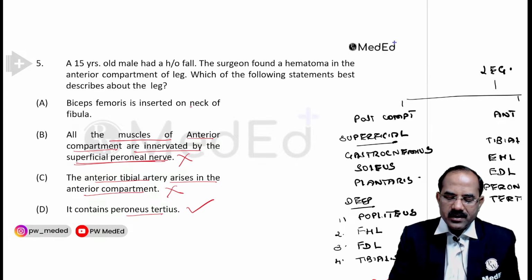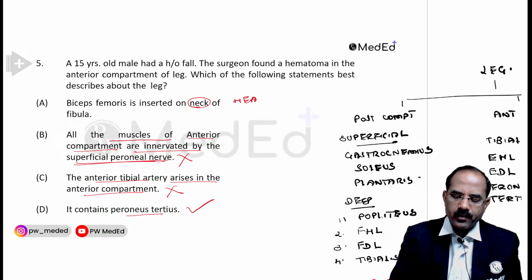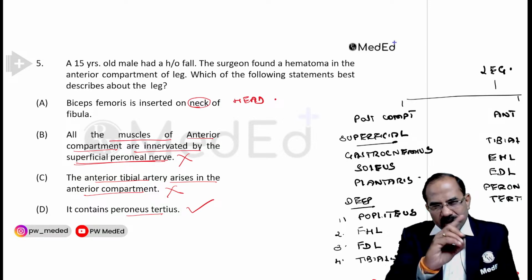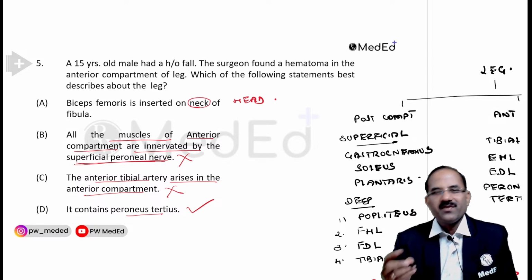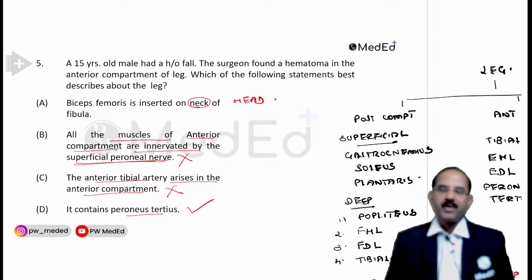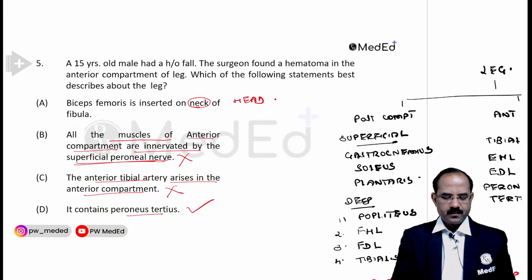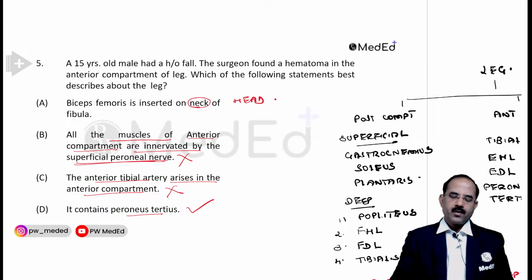Biceps femoris is inserted on the neck of the fibula. That's wrong. It is inserted on the head of the fibula, not the neck. Which nerve winds around the neck of the fibula? Students, the common peroneal nerve. Perfect, students. Perfect. Are you all able to follow? Okay, perfect. Very good.